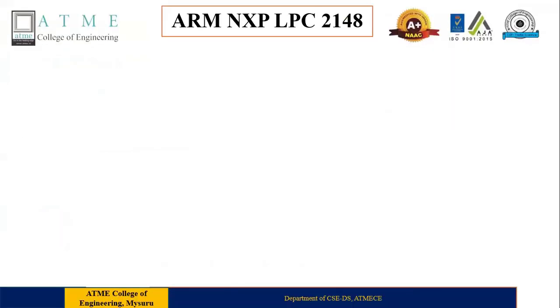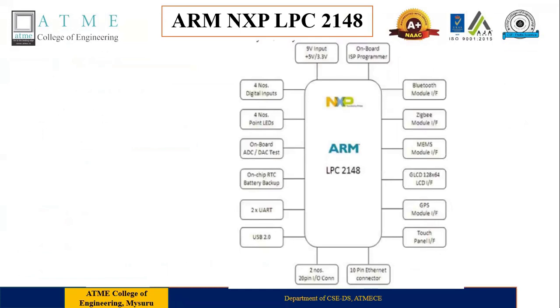Moving on. So in our laboratory, we use the NXP LPC2148 ARM microcontroller. This is the overview of the pin details. Here you can see it has a 9-volt input, or it can also operate on 5 volts or 3.3 volts. It has an onboard ISP programmer, Bluetooth module, Zigbee module, and other modules, all with refills which can be added, GSM module, touch panel, and two 20-pin input output connectors, Ethernet pin of 10 pin, 2 UART, on-chip RTC, battery backup, onboard ADC and DAC tester, 4 point LEDs, 4 digital inputs, and USB 2.0. So these are the features.